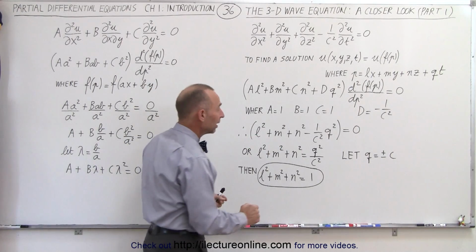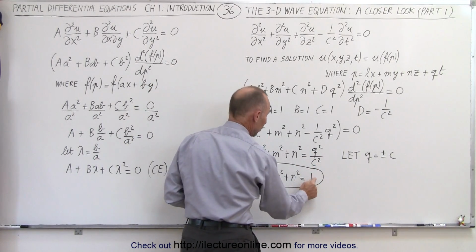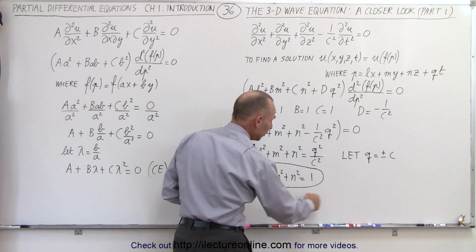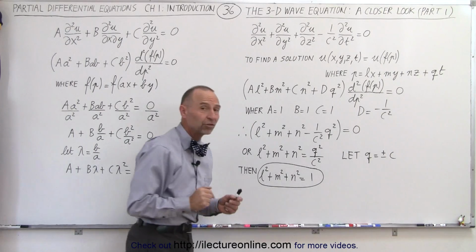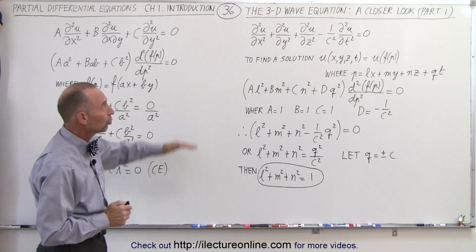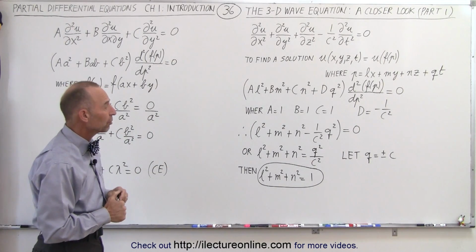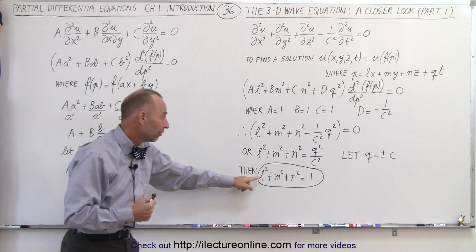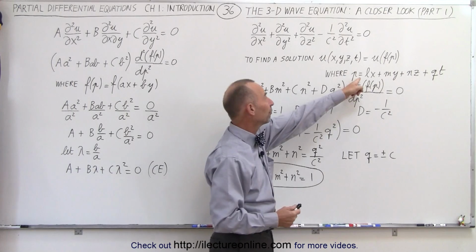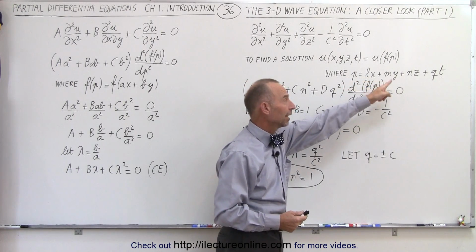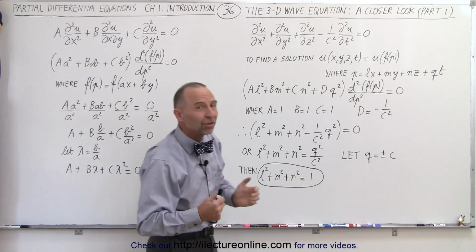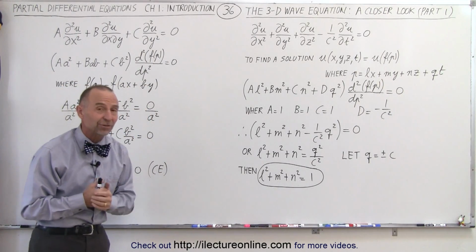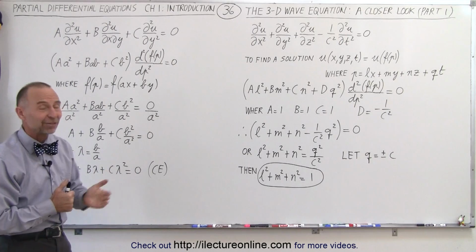If we do that, then q over c becomes equal to 1, and l squared plus m squared plus n squared equals 1. And this is a good start for us to try to solve for the solution to the 3D wave equation. So now we have some meaningful relationship of the three constants in our function of p in relation to q. Now let's see what happens in our next video when we come up with the solution of this 3D wave equation. And that's how we do that.